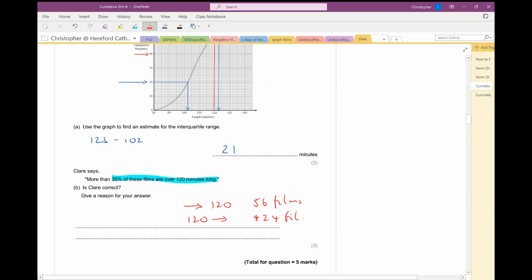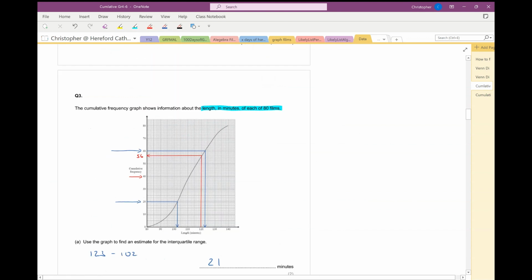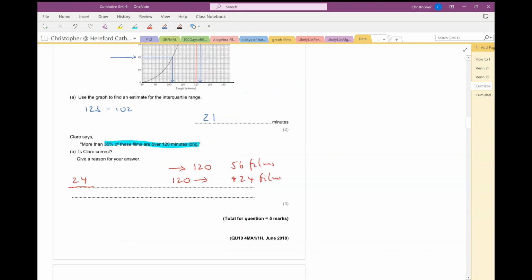So I wonder what percentage that is of the films which are over 120. Well, it's 24 out of how many films were there altogether? There were 80 films altogether. So 24 out of 80. Now I'm wondering what that is as a percentage. Let's have a look. Well, that's 3/10. So that's 30%. So Claire says more than 35% of the films are over 120 minutes long.